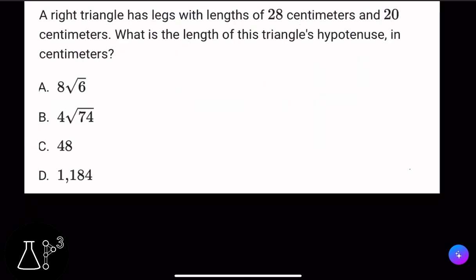Here's another question. A right triangle has legs with the lengths of 28 centimeters and 20 centimeters. What is the length of the triangle's hypotenuse in centimeters? Okay, so I'm given a right triangle, right? And we're looking for the hypotenuse. Therefore, we can determine that we're looking for this length over here, the longest one, and we can say that the other two legs are 28 and 20. And we're looking for it in centimeters, basically the same measurement as the other two legs.